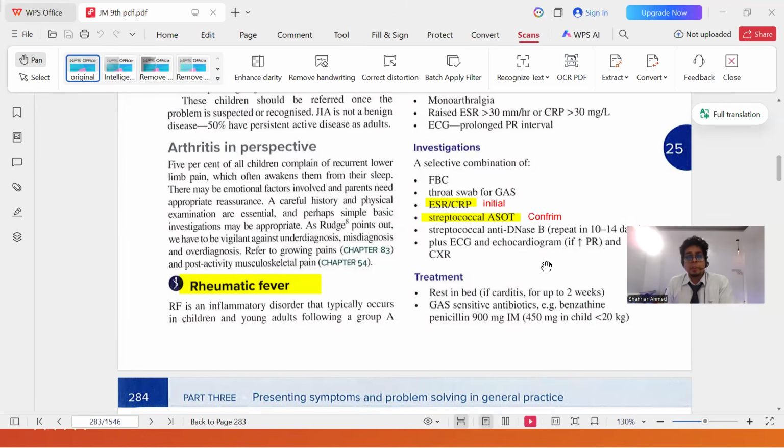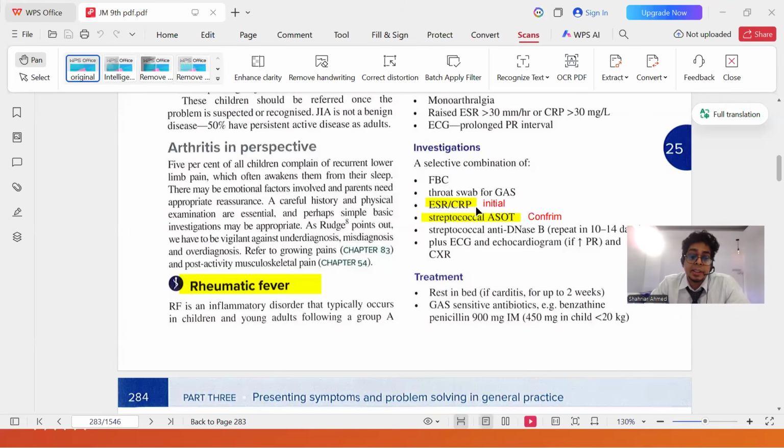The tougher one, if they want to ask, is what is the next important approach? That can be either an investigation or a treatment. Okay, coming to that particular point, can we say in rheumatic fever cases, ESR is the initial test? Very popular in exams. A couple of times it has been tested in AMC.